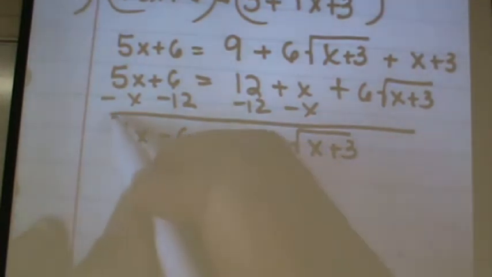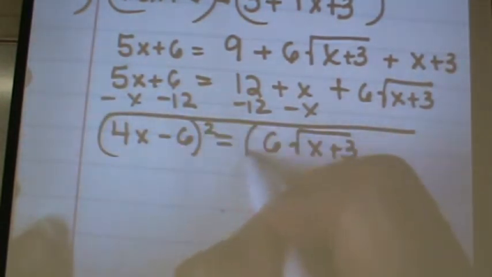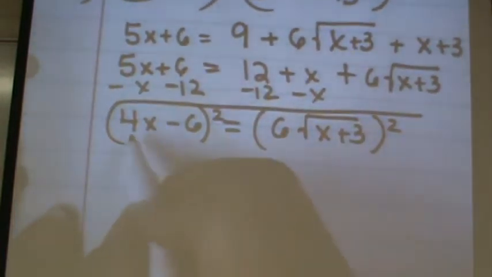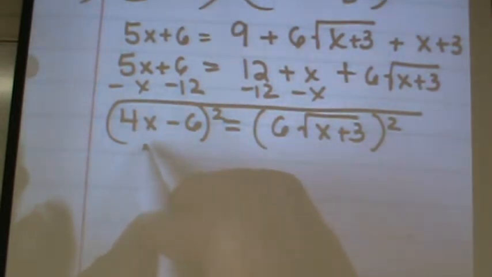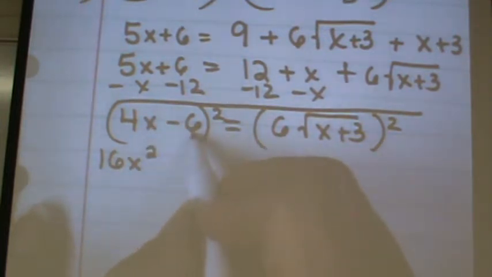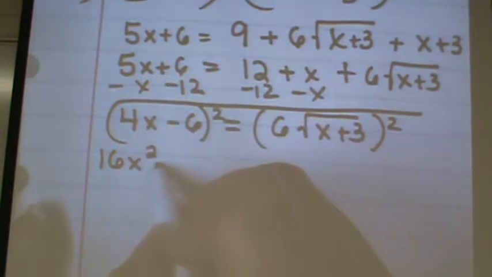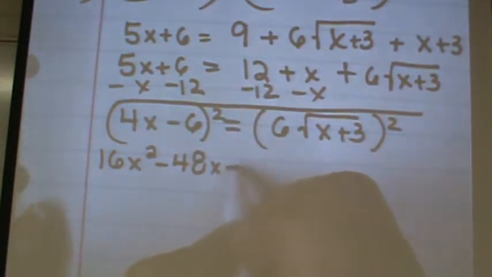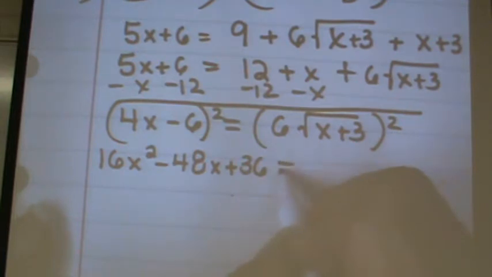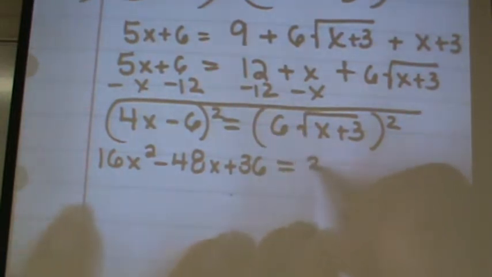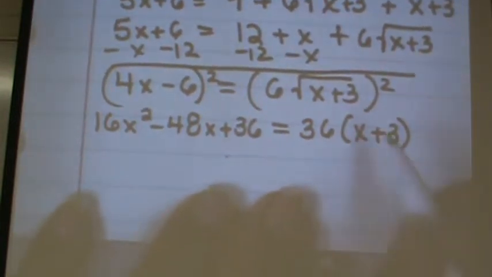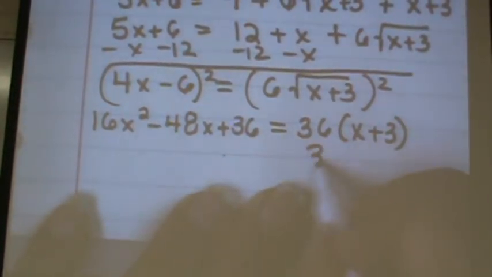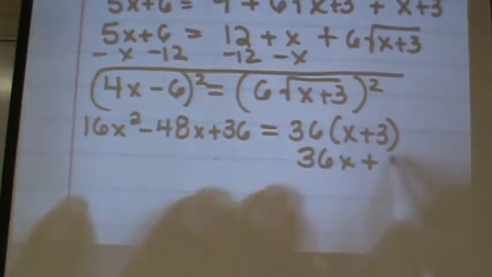When we square both sides, we're going to square this. So let's square it quickly. We're going to square the first term, which is 16x squared. We're going to multiply these two together and then times it by 2. So 24, and then it's going to be 48x, and then plus 36 equals. And then now square this, we get 36, and then times x plus 3. No more radical. Distribute this, 36x, and then plus 108.